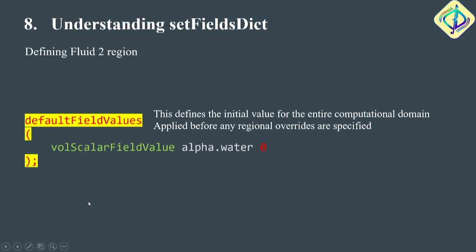So under the default field values, whatever you specify over here will be applied to your entire domain by default. So that is what your default field values in simple terms means. Whatever values you specify here, your entire domain is going to behave according to that.